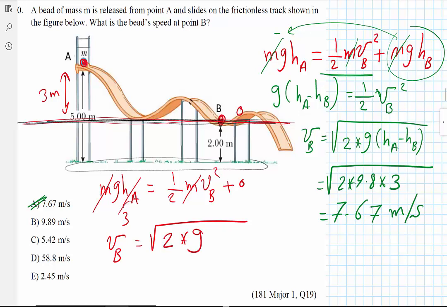2 times g times h. So 2 times 9.8 times 3, which gives you the same number exactly, 7.67.